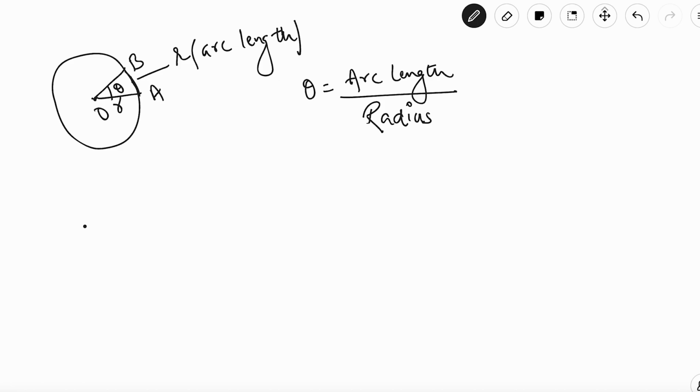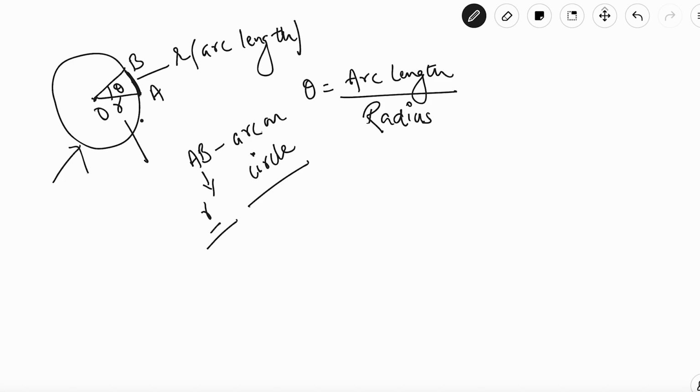Now we have a circle here. This is the center of the circle, and the radius of the circle is r. We have drawn this circle with radius r, and let's say we have an arc here, AB. AB is basically an arc on the circle, and AB is equal to the radius of the circle. We have an arc which is the same as the radius of the circle. So a radian is basically arc length divided by radius.